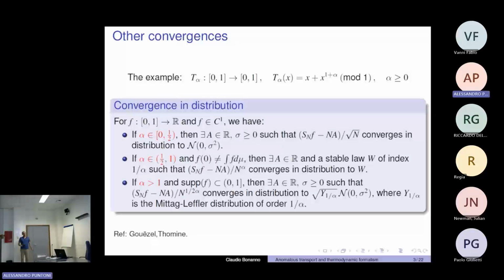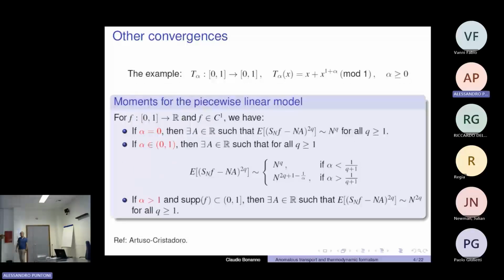alpha. Something else, I will not concentrate on this kind of results, but for the same map, you can ask, for example, what happens to the moments of the sums. So this is the result that I will look at in particular. So we have some standard easy observable on the unit interval, and you can ask for the asymptotic behavior of the moments of the Birkhoff sums of this observable.